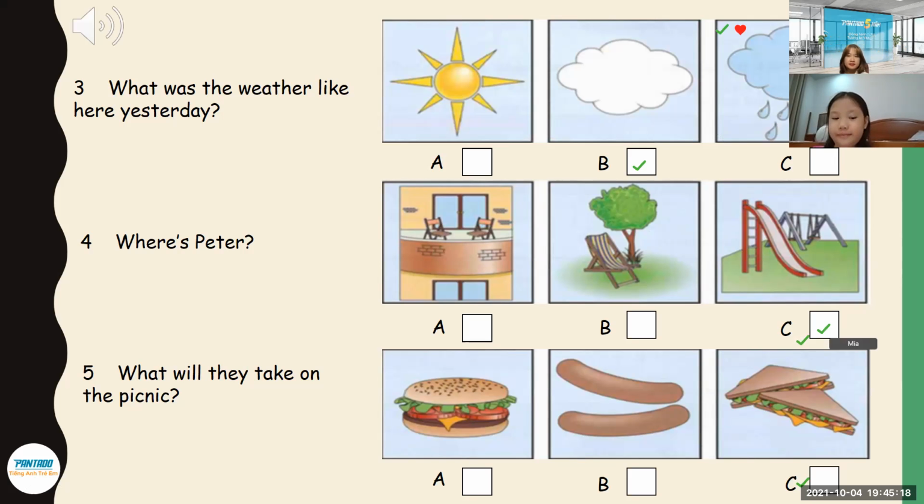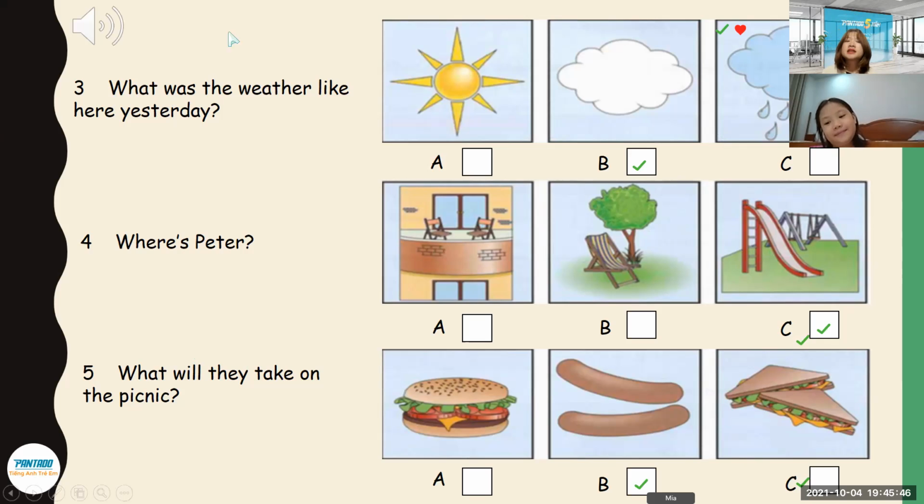5. What will they take on the picnic? What do you want to eat on our picnic tomorrow, Pat? Something we can eat with our hands. What about sandwiches? No, we always take sandwiches. Can we take burgers? I don't like cold burgers. Shall we take sausages? Okay.